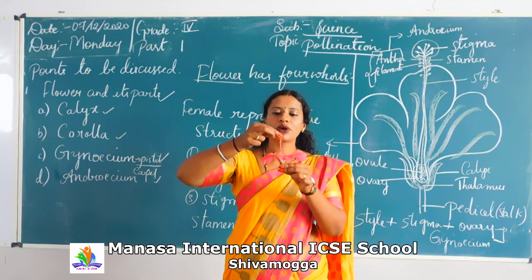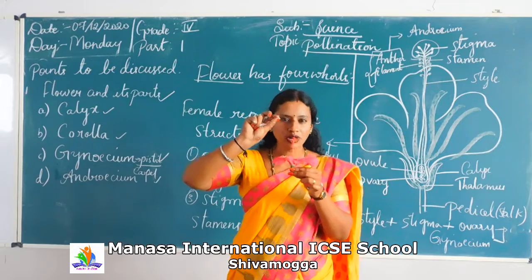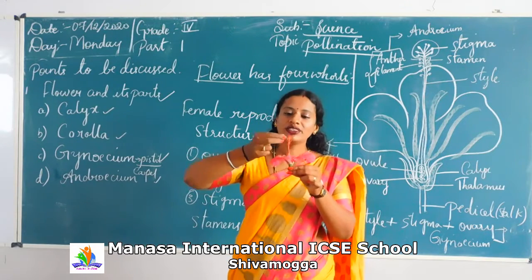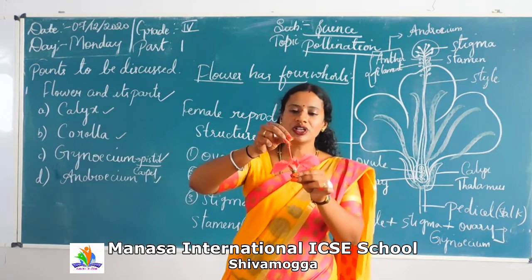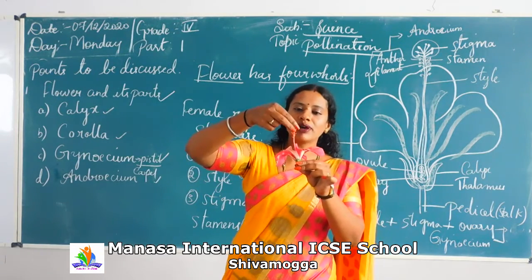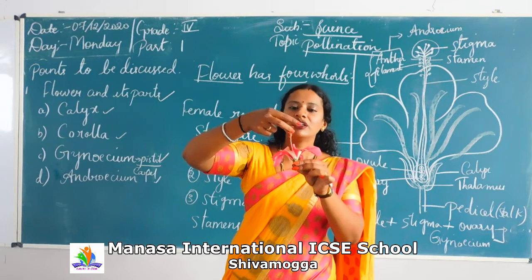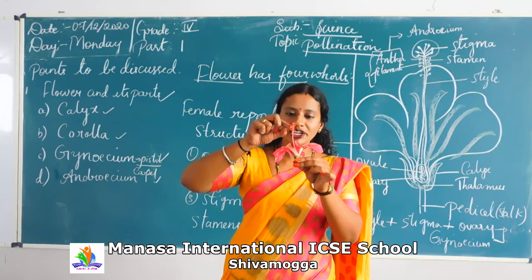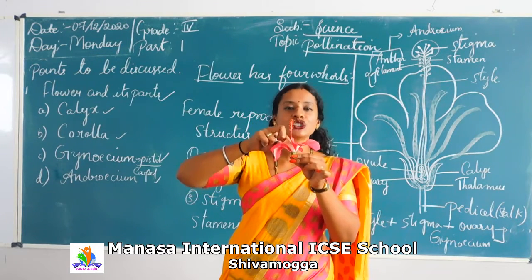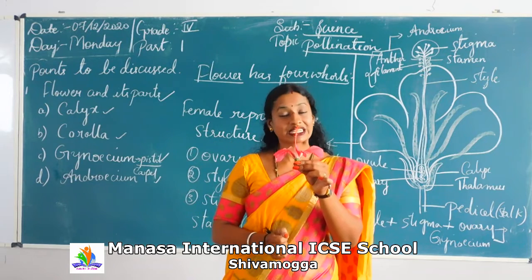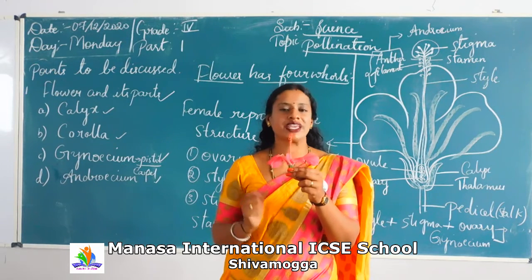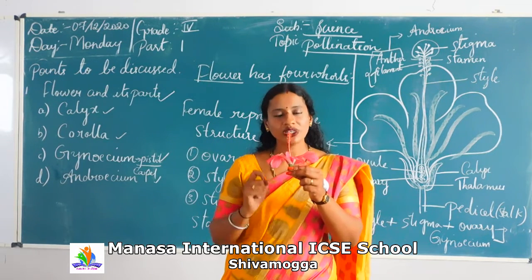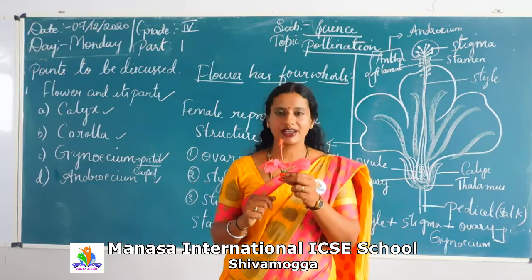These yellow powder-like structures are called pollen grains. When they fall on the stigma, they enter the pollen tube and reach the ovary. That is how fertilization takes place. We will study it in detail in the next class.